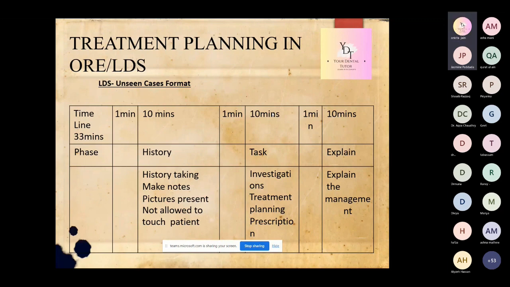First 10 minutes you will take history, which is the same as ORE. Then for the next 10 minutes, you will be writing the investigation, doing some task, whatever they give you, like a prescription or referral. And the 10 minutes after, you will be giving the patient the treatment plan, and explaining how you are going to manage the treatment. So that's case one, and similarly, you will have three other cases. So in total, you will have four unseen cases. So rather than a 1 hour exam, it would be around 2 hours. That's a brief difference between how unseen and DTP cases are different from each other.